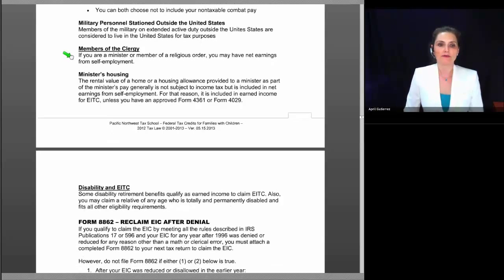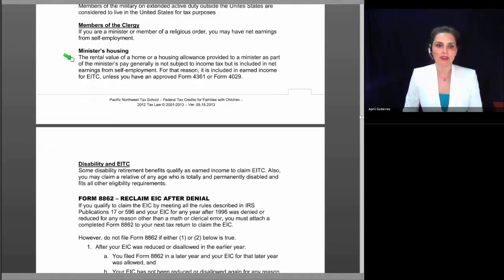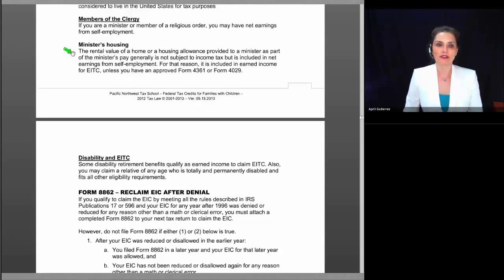Members of the clergy, if you are a minister or a member of a religious order, you may have net earnings from self-employment. And also, minister's housing allowance. The rental value of a home or housing allowance provided to a minister as a part of that minister's pay is generally not subject to income tax, but is included in net earnings from self-employment. For that reason, the housing allowance is included in earned income for purposes of calculating the earned income credit, even if it's not included in taxable income on the wage line.